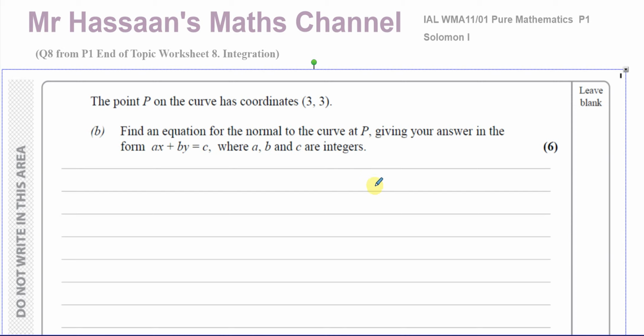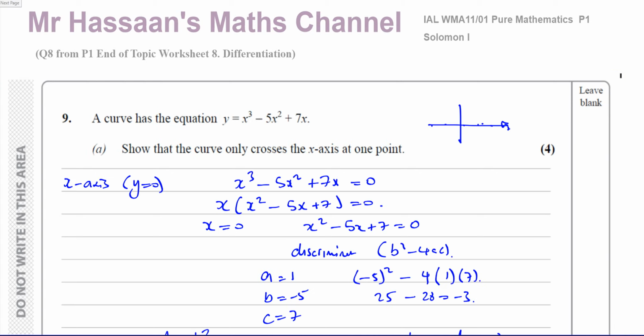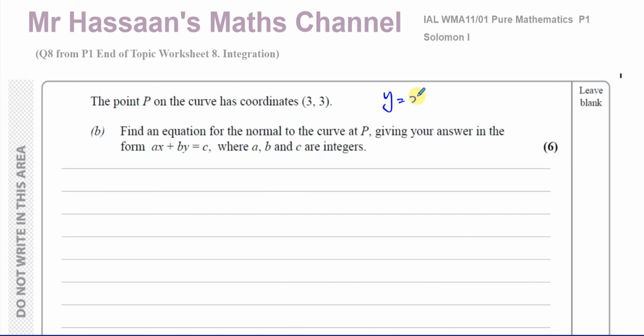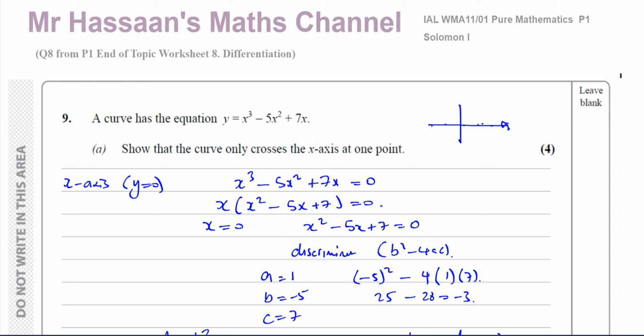Now for part B, it says the point P on the curve has coordinates (3, 3). Find an equation for the normal to the curve at P, giving your answer in the form ax plus by equals c, where a, b, and c are integers. So we have y equals x cubed minus 5x squared plus 7x.